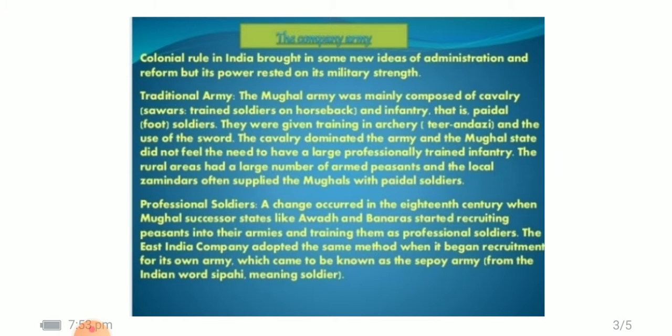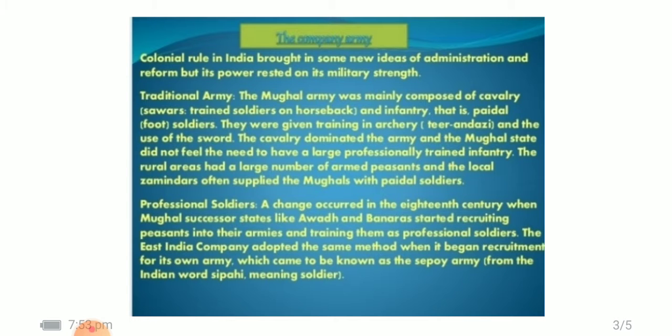The cavalry dominated the army, and the Mughal state did not feel the need to have a large professionally trained infantry. The rural areas had a large number of armed peasants, and the local zamindars often supplied the Mughals with foot soldiers, paidas. A change occurred in the 18th century when the Mughal successor states like Awadh and Benares started recruiting peasants into their armies and training them as professional soldiers.